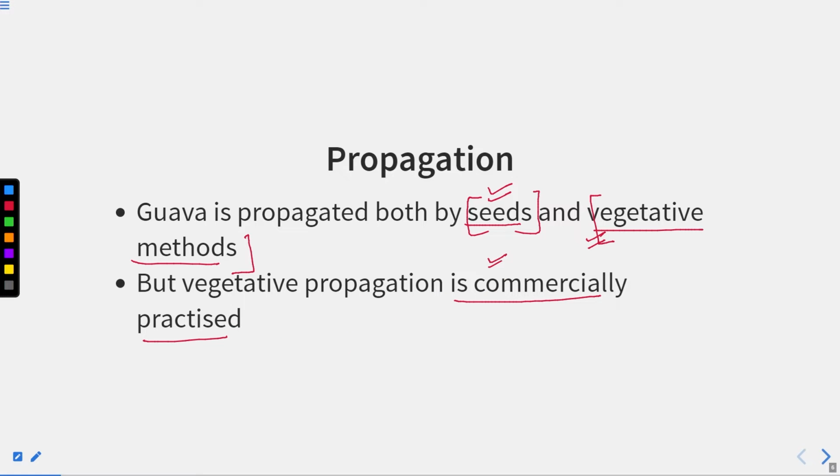So when you want to grow guava at a commercial level, then we have to go for the vegetative propagation. Otherwise, if you want to grow a guava plant or this type of fruit crop in your garden, then you can go for the seed. There's no need to go for the vegetative method. The vegetative method is generally opted for when it is required on a commercially large scale. So this is about the propagation.